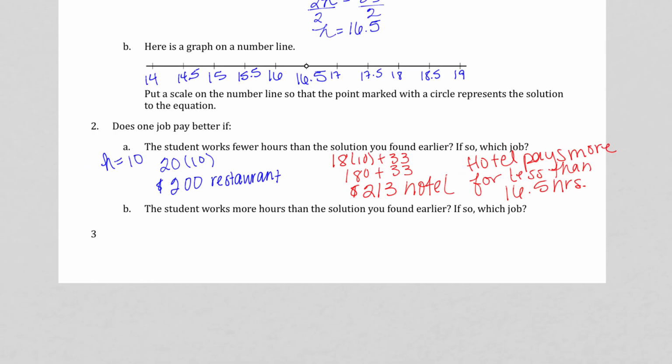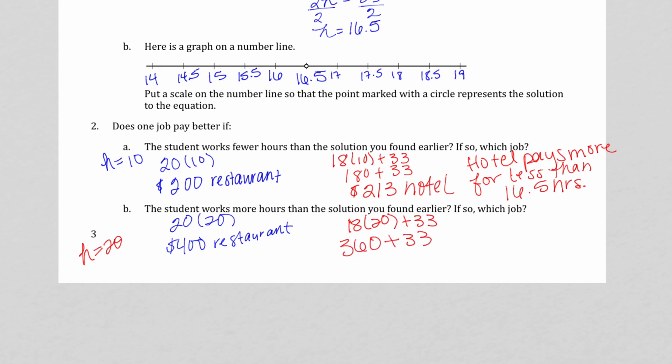So again, let's pick a pretty easy number. Let's just pick, this time let's do H equals 20. So again, we'll do 20 times 20. You get 400 at the restaurant. Okay, do 18 times 20 plus 33. 18 times 20 is 360 plus 33. That is going to be $393 at the hotel.